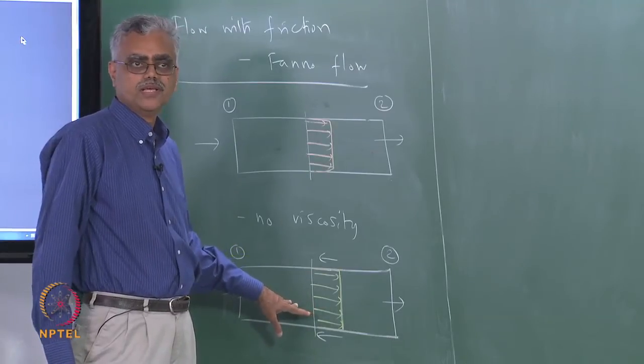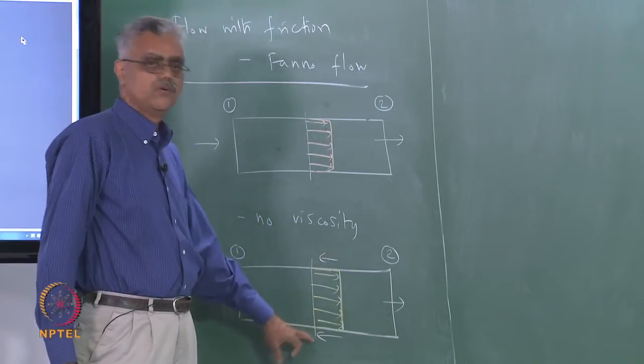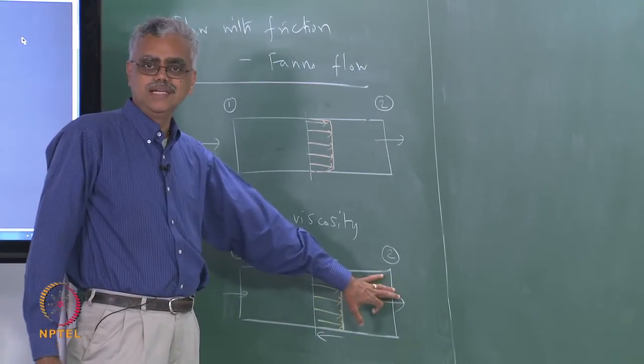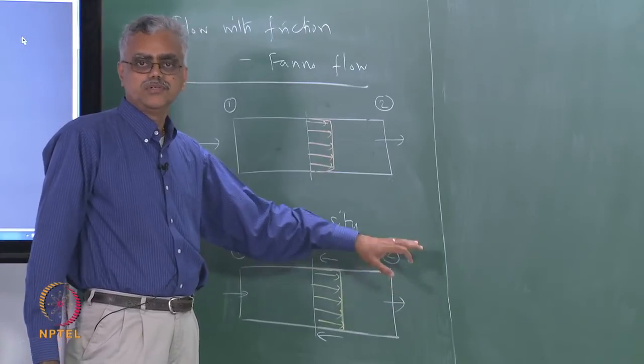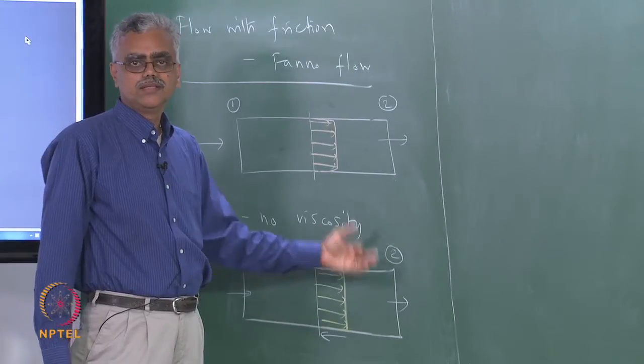For a given inlet condition, pipe length and frictional force, I want to know what the exit state is. Static pressure, static temperature, stagnation temperature, and so on. That is what we are going to do.